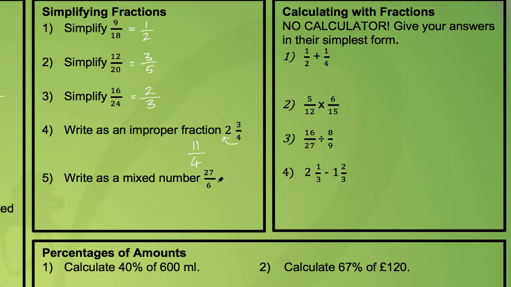Right, as a mixed number, 6 goes into 27. 6 goes into 24 4 times, with a remainder of 3, leaving me with 4 and 3/6, and then I should simplify this bit to 4 and 1/2.